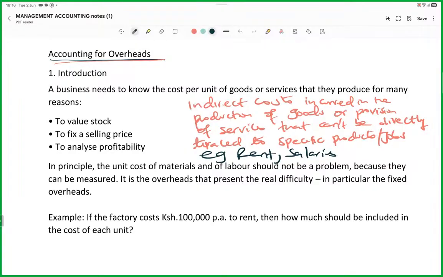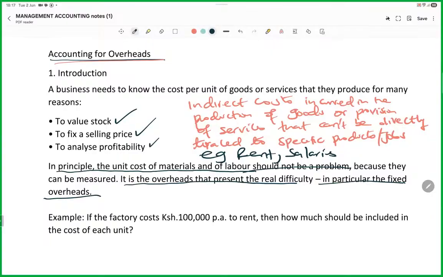Now, we are told business needs to know the cost per unit of goods or services that they produce for many reasons. We want to value our stocks properly, fix a selling price, and analyze profitability. In principle, the unit cost of materials and labor should never be a problem because they can be measured. You can say this chair has consumed timber worth this much. So labor and materials are easy. It is the overheads that present the real difficulty, in particular the fixed overheads.